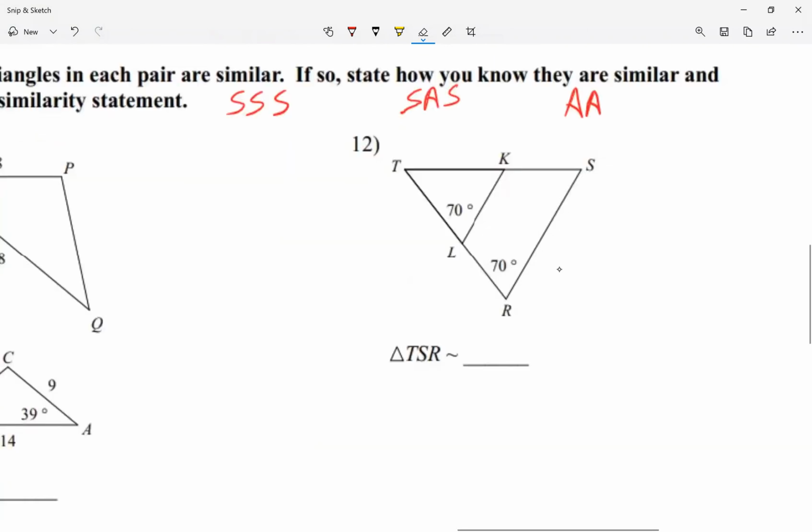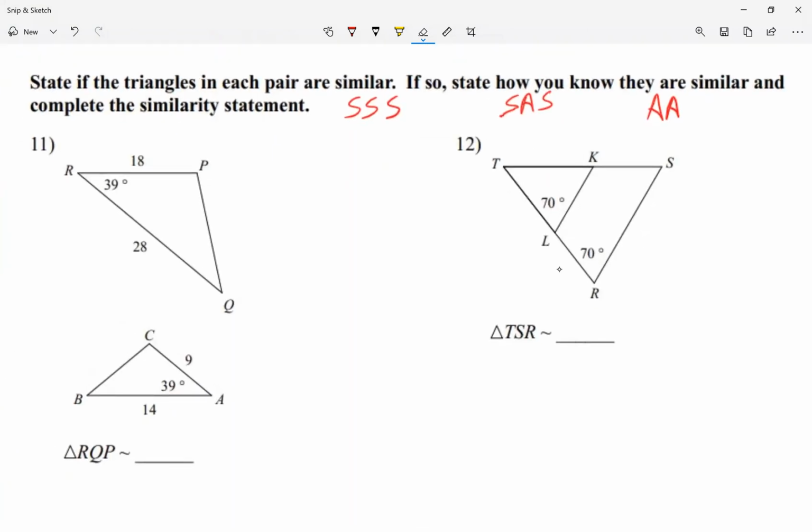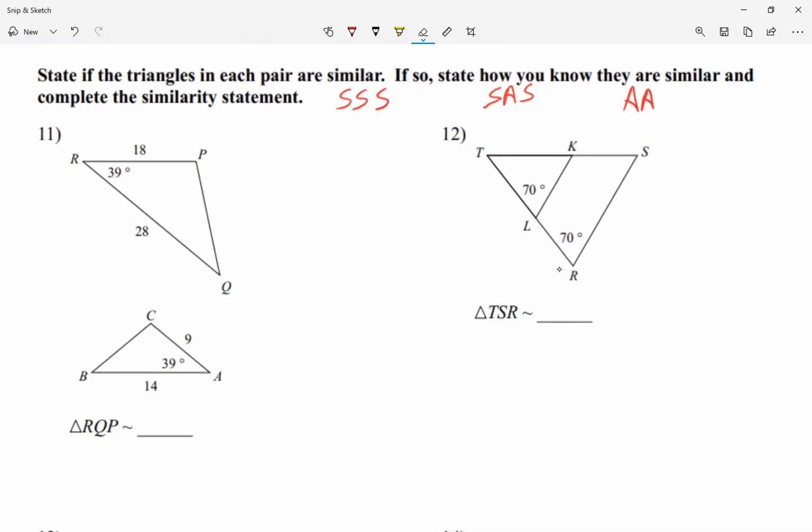All right, so let's take a look. State if the triangles are similar. If so, state how you know they are similar and complete the similarity statement. Okay, so angle-wise, I see 39 degrees here and 39 degrees here. So angle-wise, they're the same. Sides, I wonder if they're proportional. Let me check. The numbers from the top figure are 18 and 28. The numbers from the bottom figure are 9 and 14.